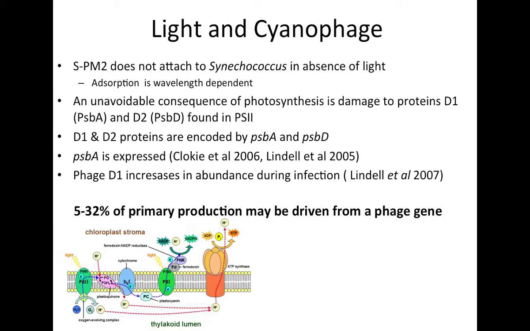So I'm mainly going to talk about these photosynthetic genes, psbA and psbD, and explain why light is important to cyanophages first. First of all, if you don't have light, S-PM2 cannot absorb to Synechococcus, so it can't infect it. And what's even more interesting, this is actually wavelength dependent, so different wavelengths of light change absorption rates. But the main focus is going to be on psbA and psbD, and these encode for the proteins D1 and D2, and these are found in the core of Photosystem II.